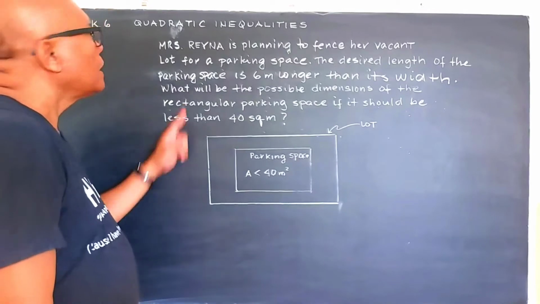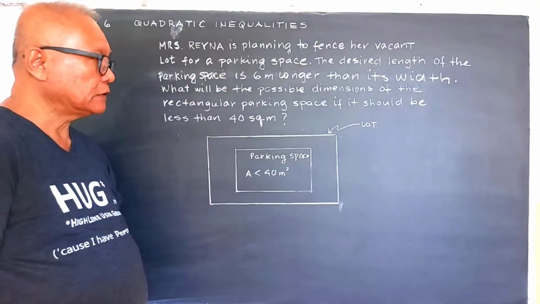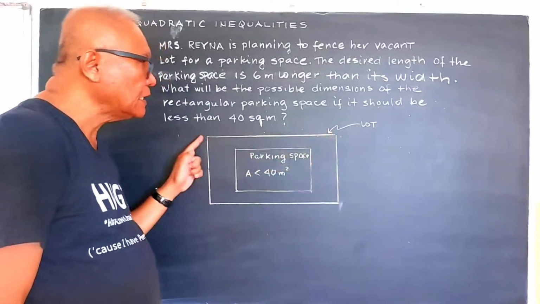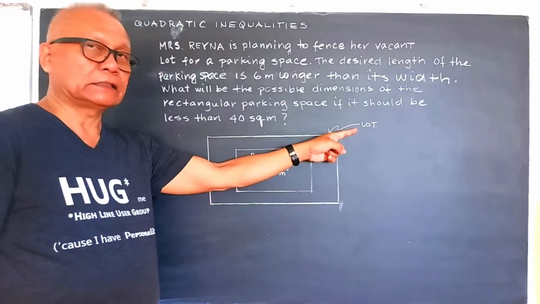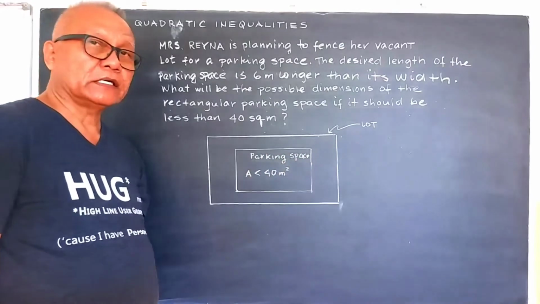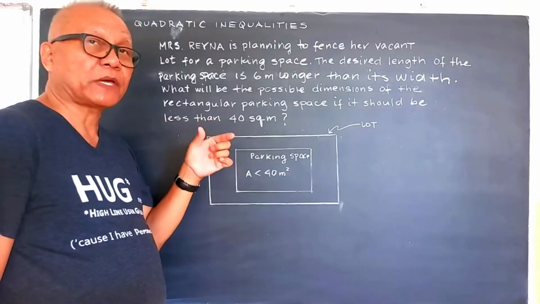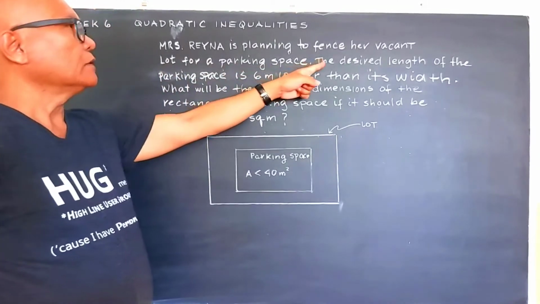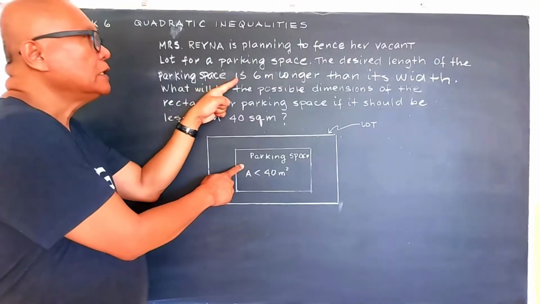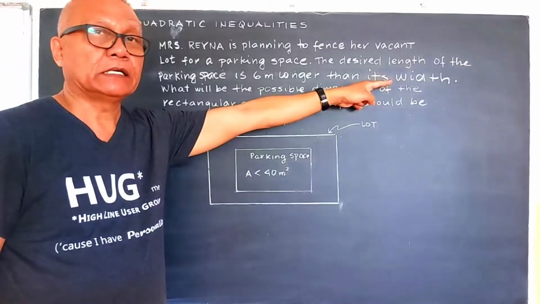So we have here, Mrs. Reina is planning to fence her vacant lot. So in our diagram here, class, the larger rectangle is our lot. And then the smaller rectangle here is the one that Mrs. Reina will build. It's a parking space. So here, the desired length of the parking space, this one, is 6 meters longer than its width.